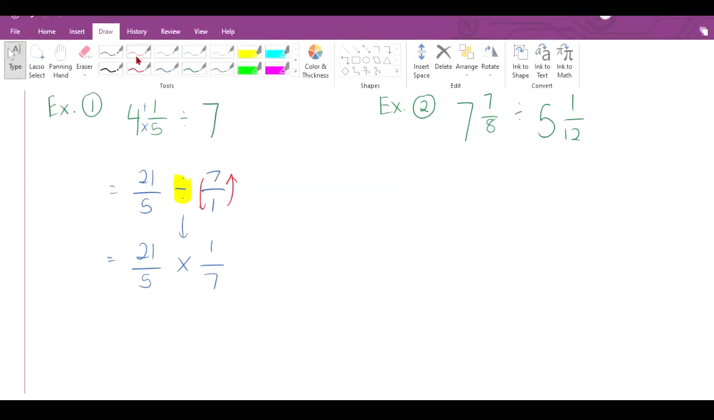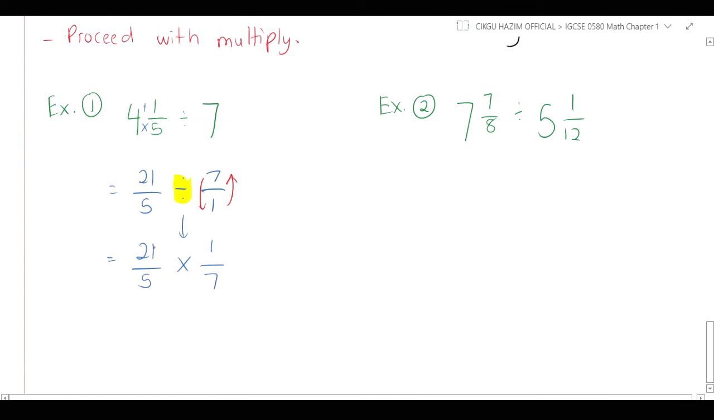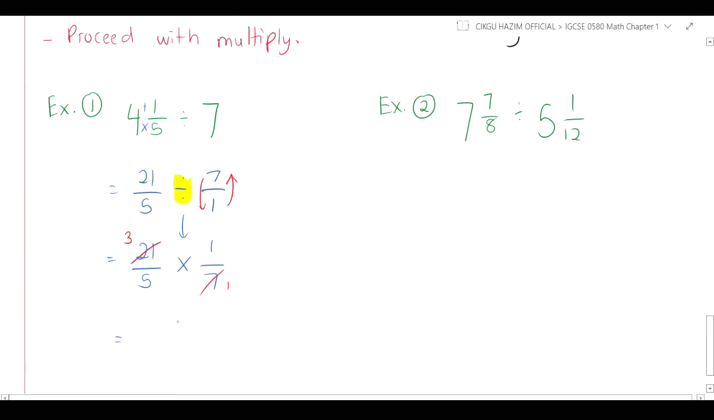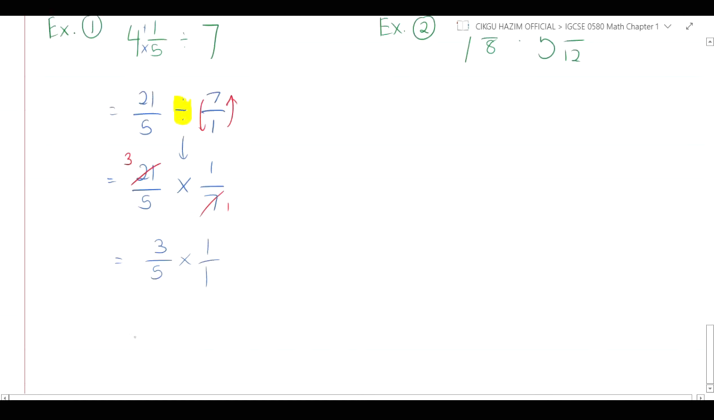Is there anything that we can simplify? Yes. Between 21 and 7, both can be divided by 7. It becomes 3 and here becomes 1. So what's left is 3 over 5 multiplied by 1 over 1. That's why your answer is equal to 3 over 5.